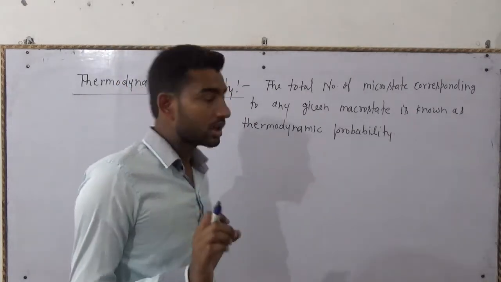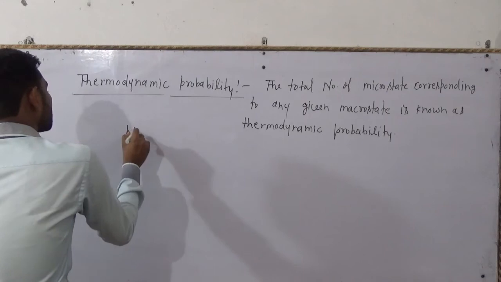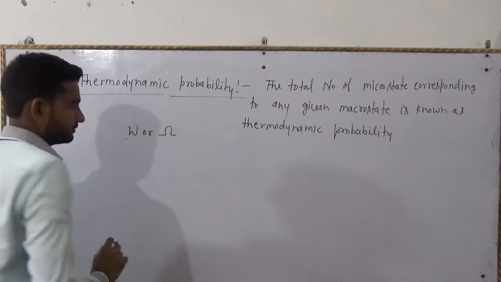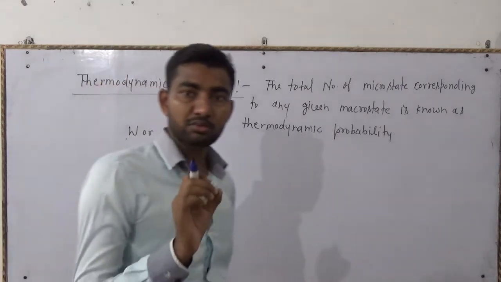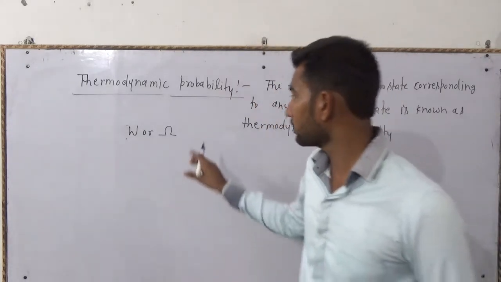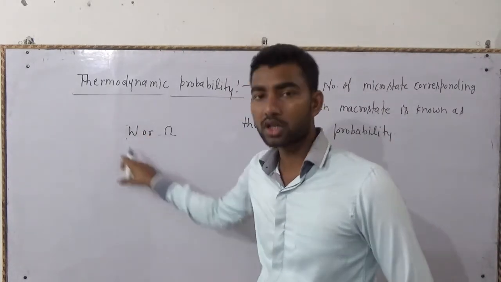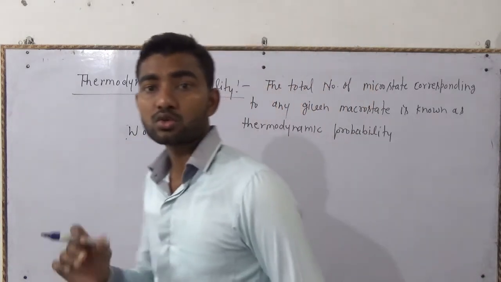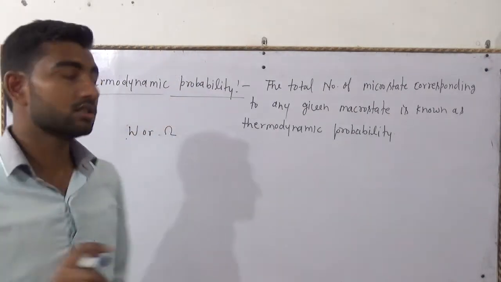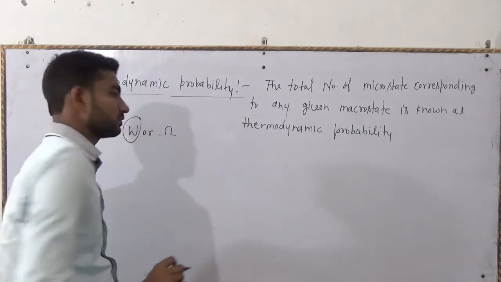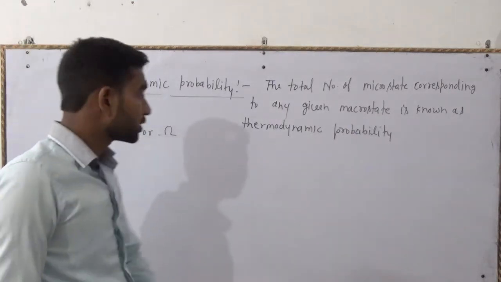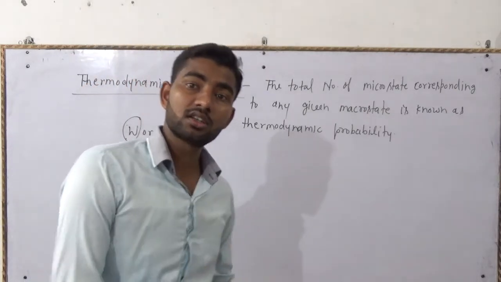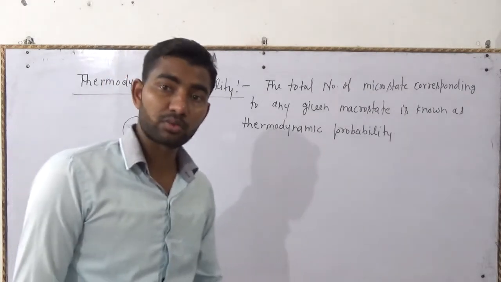Friends, the symbol of thermodynamic probability is capital W or omega. We can represent thermodynamic probability by either of these two letters, capital W or omega. Mostly we will use capital W to represent the thermodynamic probability in my lectures and in my problems.